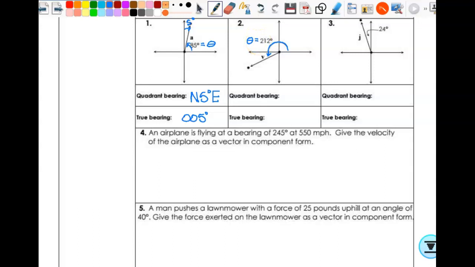For a quadrant bearing, I would go south and then swing out west. So it's going to be south something west here. I know that from the positive x-axis to the negative x-axis, that's 180. So to find this part, I can do 212 minus 180. That gives me 32 degrees. So now that I have that 32 for my quadrant bearing, I would go south, and what would this be? 58. 58 degrees west.